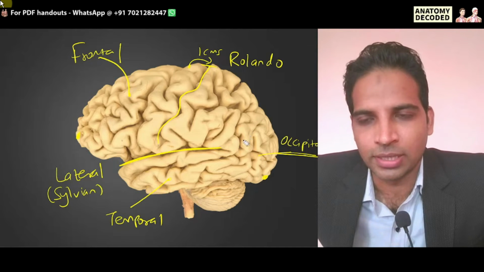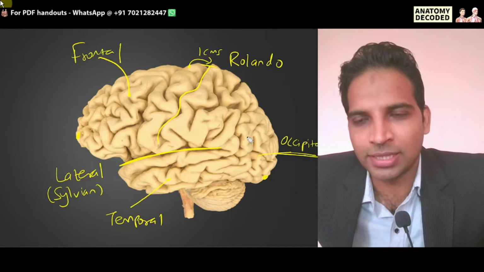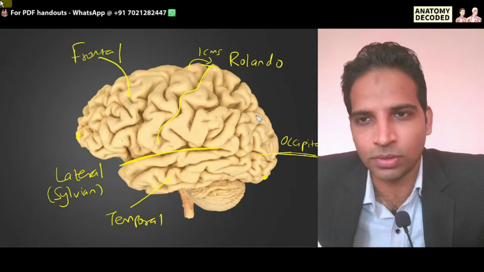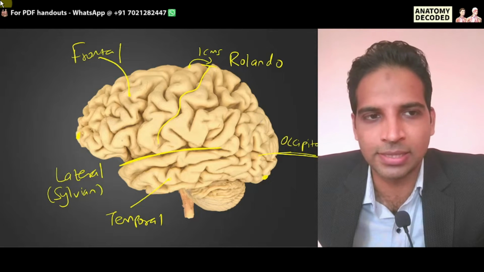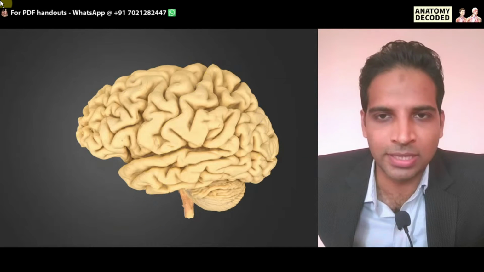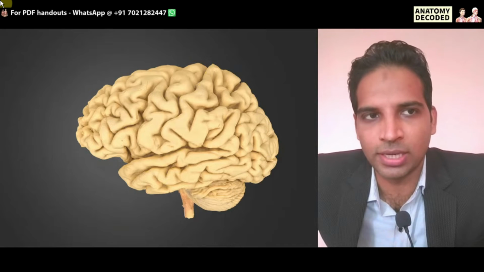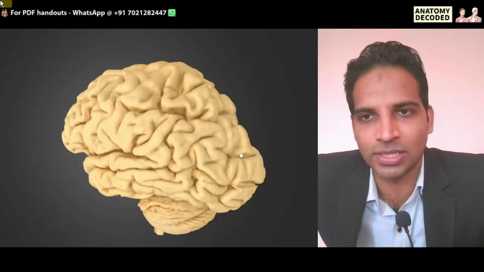So there is no clear-cut demarcation that is seen on the superolateral surface. So for that we have to draw an imaginary line. Okay, so how to draw the imaginary lines? The parieto-occipital sulcus, if we see, is more clear on the medial surface of the cerebral hemisphere.